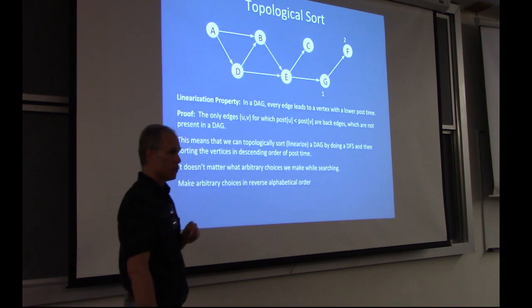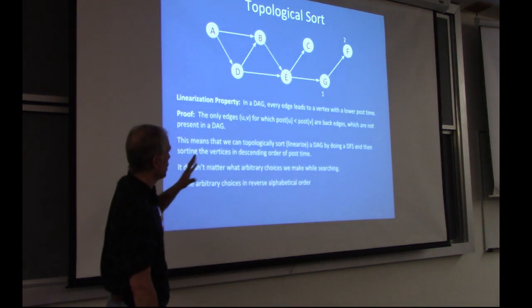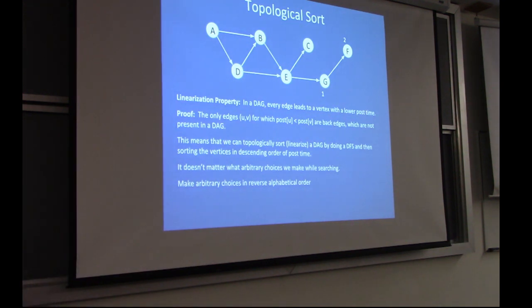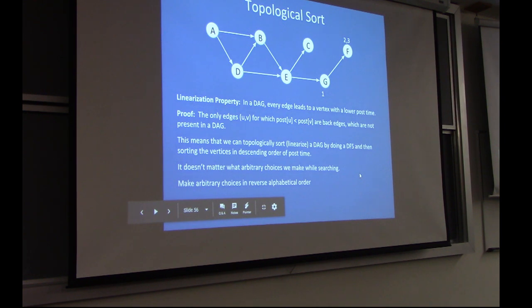So G got the pre-time of 1, and then we explored out of G, and F got the pre-time of 2. What's going to happen next? Yeah? F gets the post time. Right, there are no edges out of F to explore, and so we're through with F, and it gets a post time of 3. And then the recursion returns to G, and G is looking for other things to explore. It doesn't find anything, so what happens?